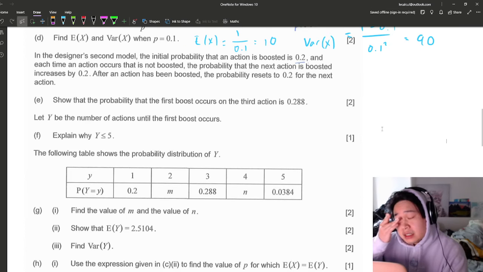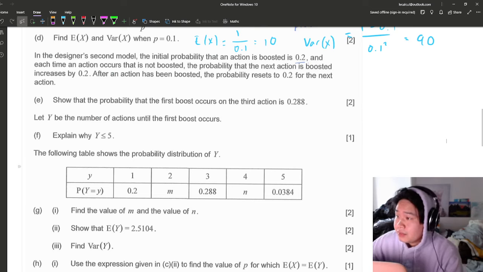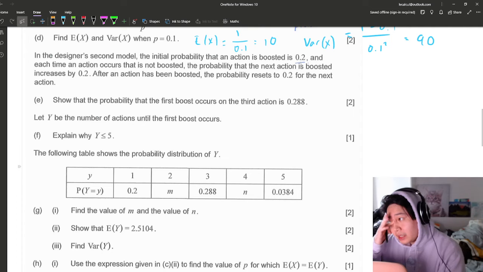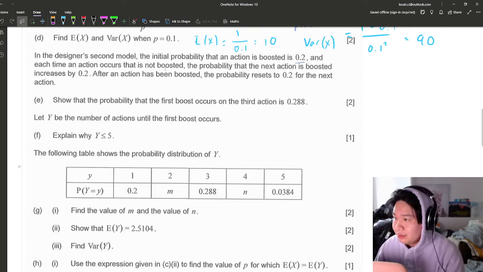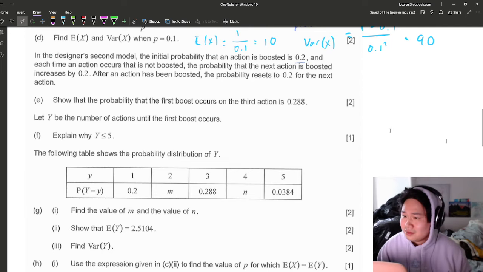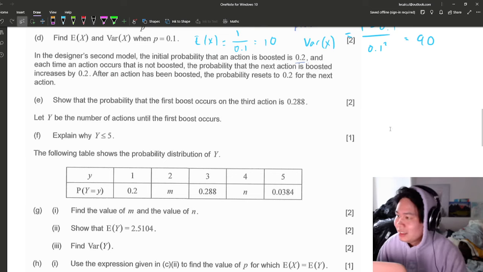Okay, in the designer's second model, the initial probability of a boost is 0.2, and then each time an action occurs that's not boosted, the probability is increased by 0.2. After an action has been boosted, the probability resets for the next one. Wow, sheesh. If this is a gacha roll, that's some crazy probability design.